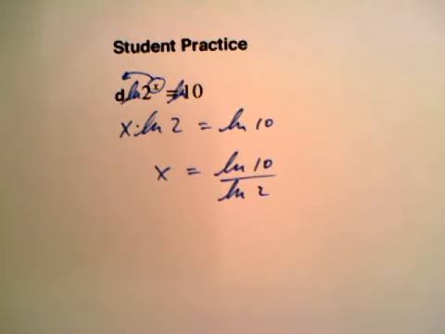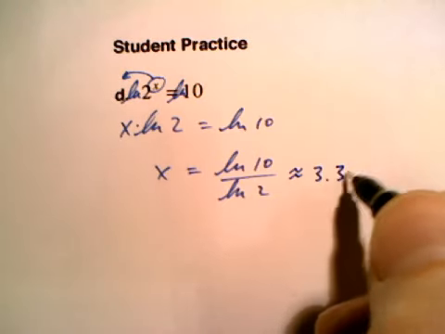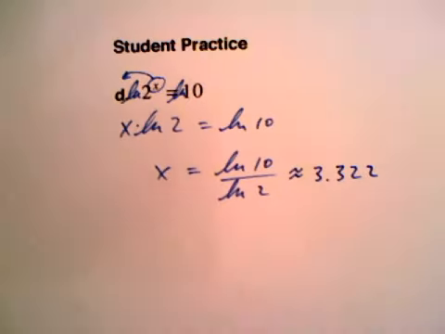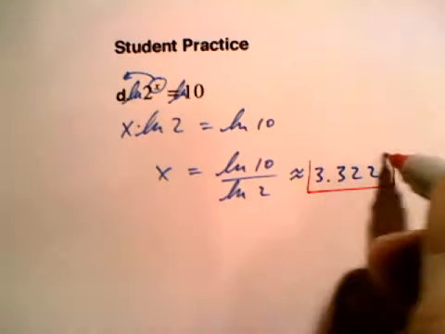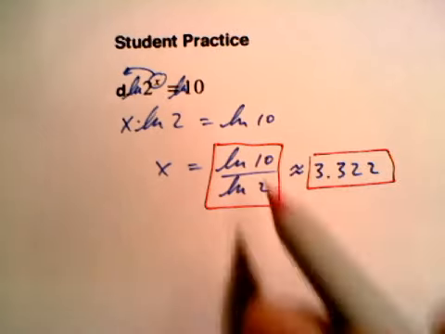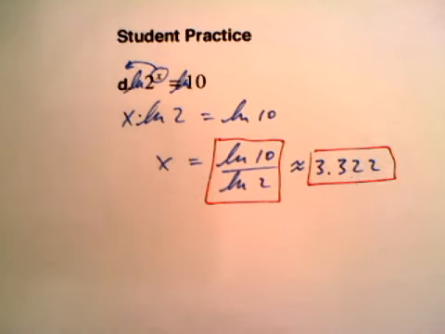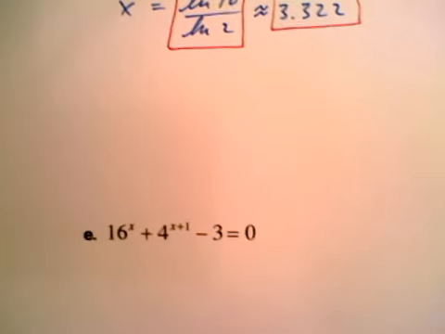And ln 10 divided by ln 2 is approximately equal to 3.322. Alright. So either one of these, if I'm asking for an exact value, then you've got it there. And if I'm asking for a calculator approximation, there you have it. Okay. Pretty sure you got that.